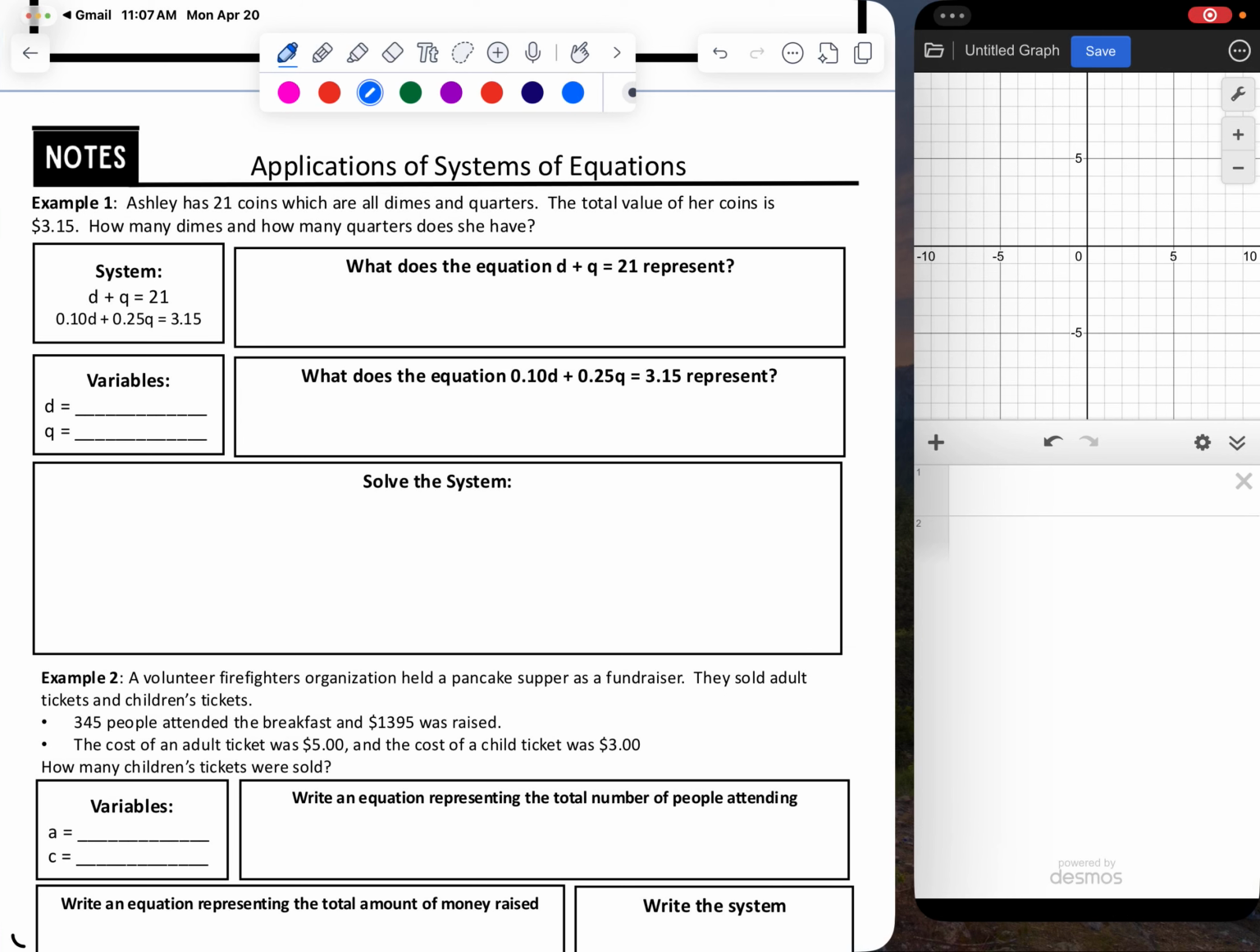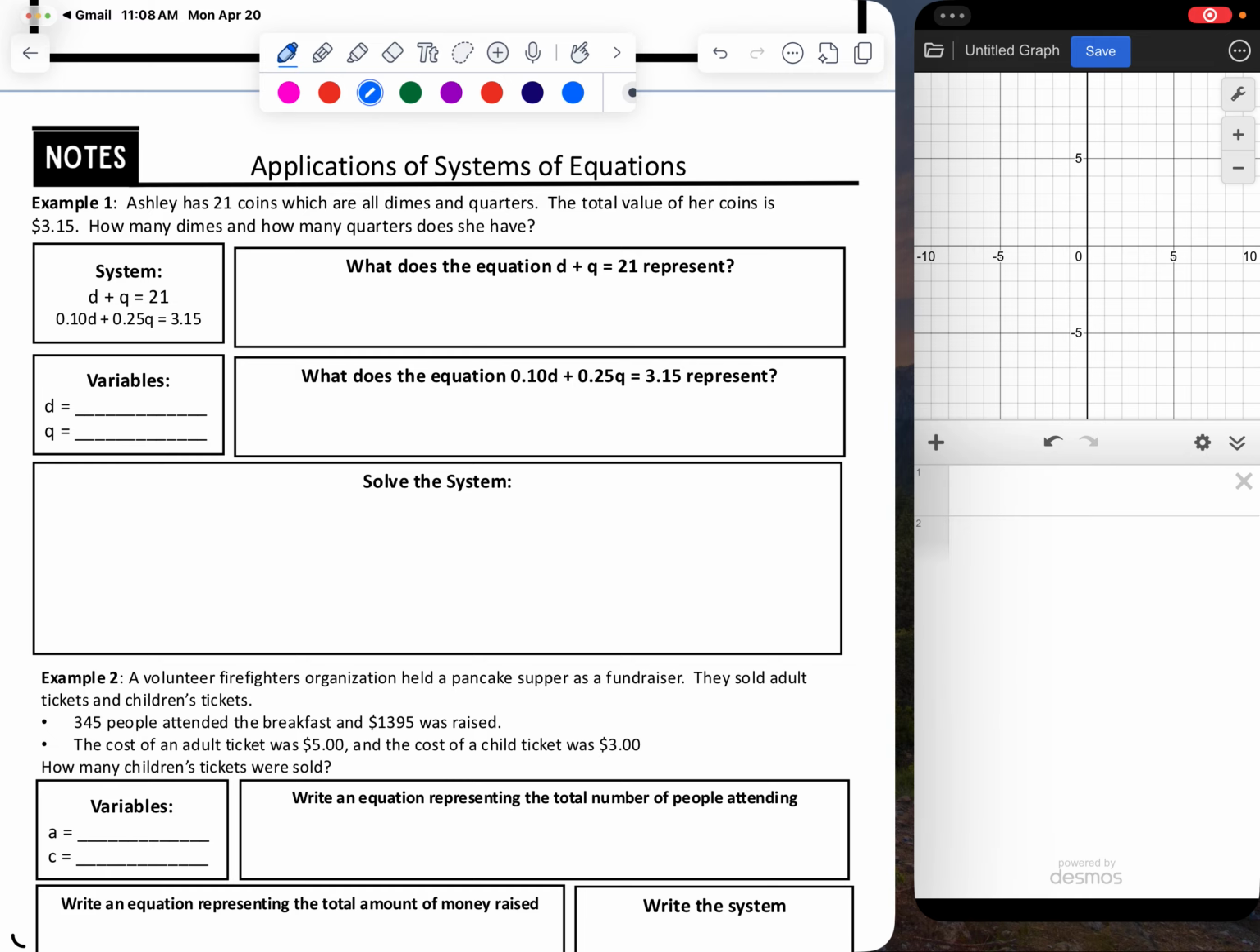In today's lesson, we will be solving real-world problems involving systems of equations. Let's look at our first example. In example 1, it says Ashley has 21 coins, which are all dimes and quarters. The total value of her coins is $3.15. How many dimes and how many quarters does she have?